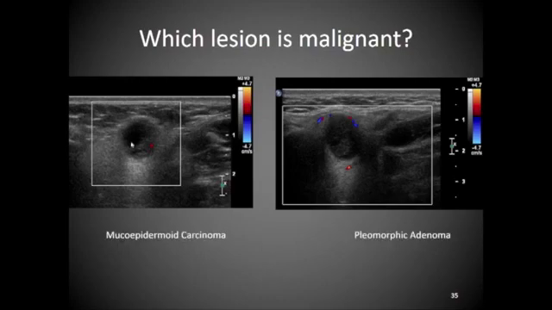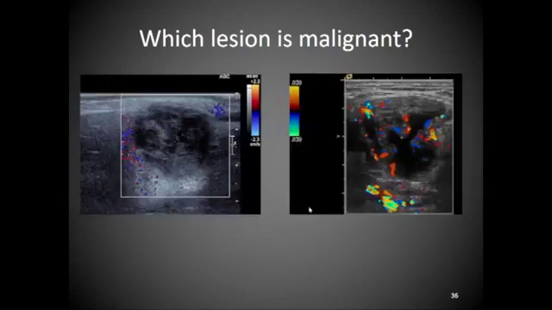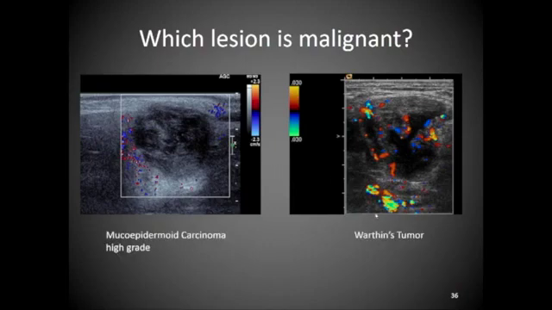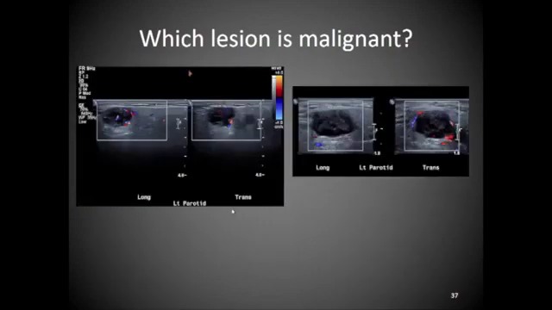So this is a mucoepidermoid carcinoma. This is a pleomorphic adenoma. Well, how about this one? Which lesion is malignant? I think they look pretty similar, except this one is more vascular, and it's benign. It's a Warthin's tumor. This was a high-grade mucoepidermoid carcinoma.